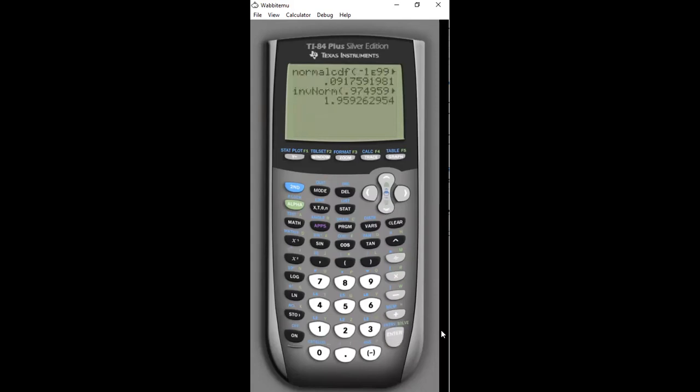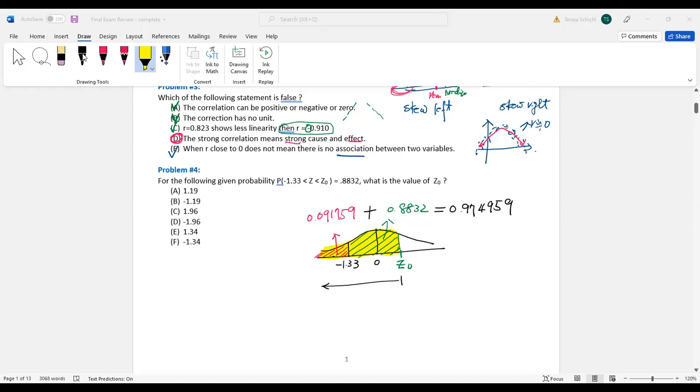Okay, and done here. Then we will see what it is, 1.95926. Okay, so now let's go back to our worksheets here. So we said we use the inverse norm. And what do we have here? We have 1.95926. So which one is the closest one here? So it's 1.96. So it's the C here.